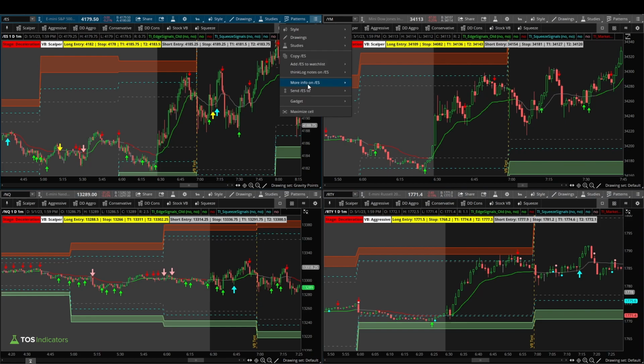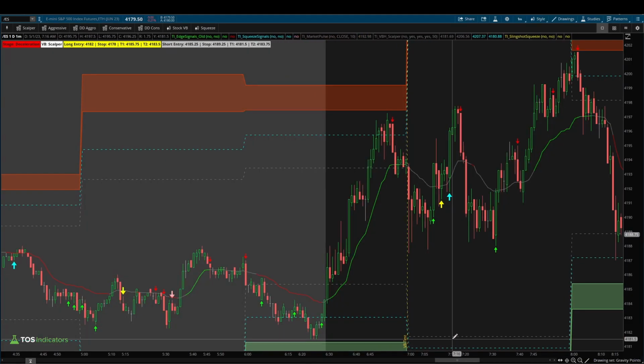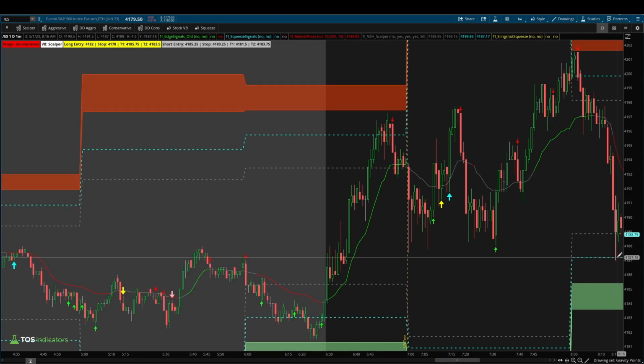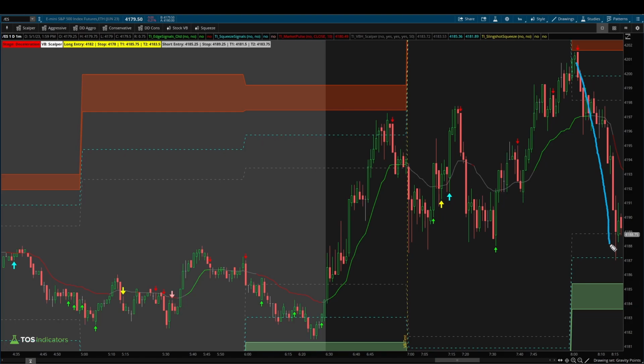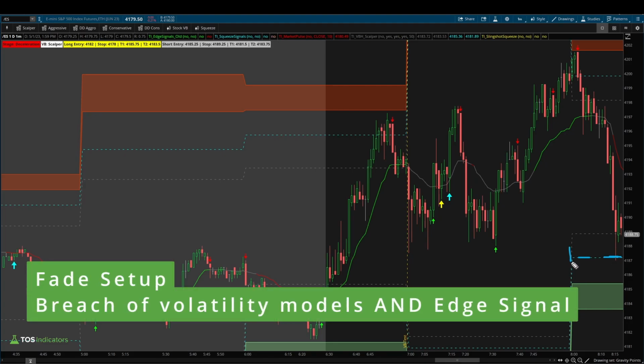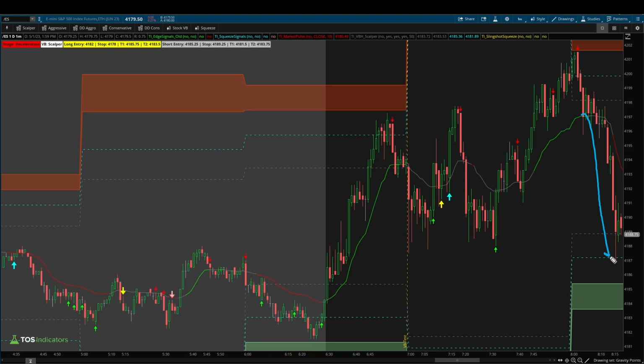Let me maximize this chart and we can go through. So we're looking for, again, a breach of our sign entry line, which we can see happens in that 8 to 9 a.m. Pacific hour. Price action sells off and we come and we tag our sign entry line. At this point, this is step 1 of our fade setup, and that's telling us that we've now hit a level we care about.